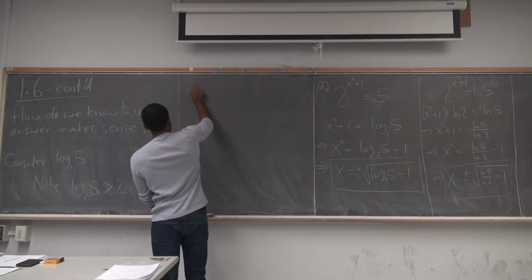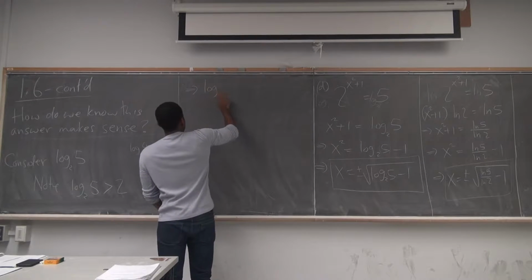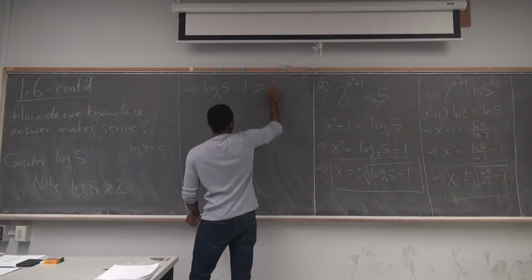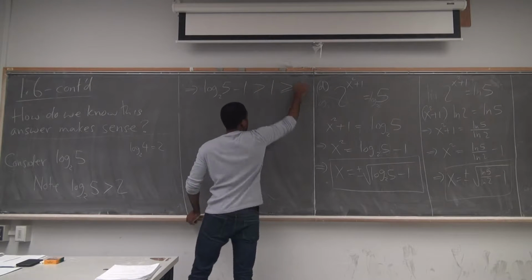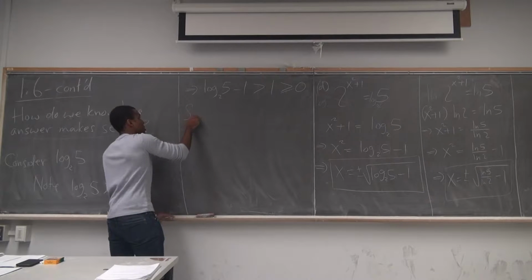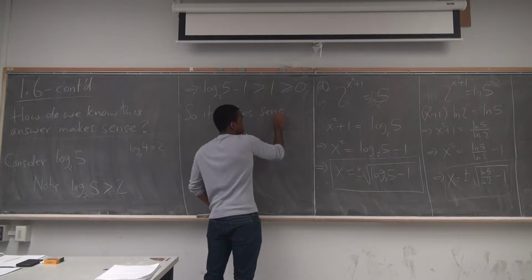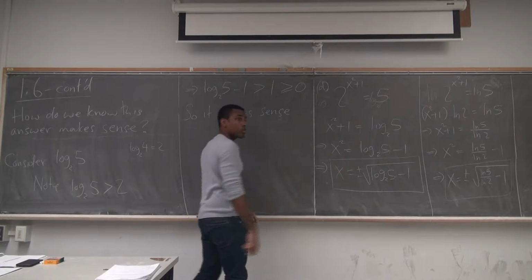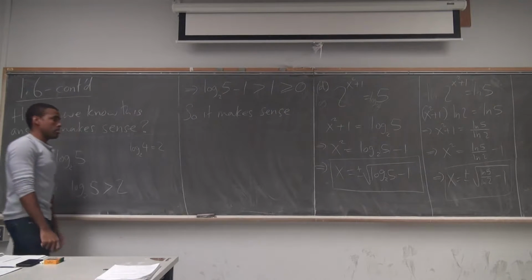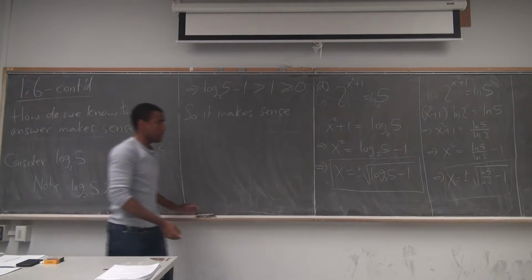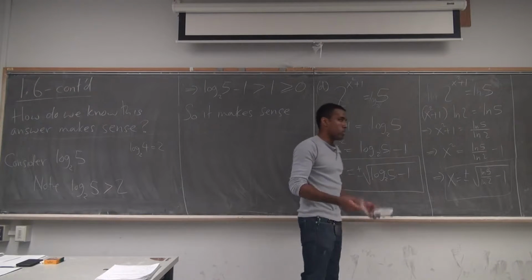And that would of course mean that if I take log to the base 2 of 5 minus 1, that's definitely bigger than 1, which is bigger than or equal to 0. So it makes sense. Right, so the square root actually works here. So it's not a matter of, oh, there's actually no solution. This solution actually makes sense. But you have to know that without using a calculator.